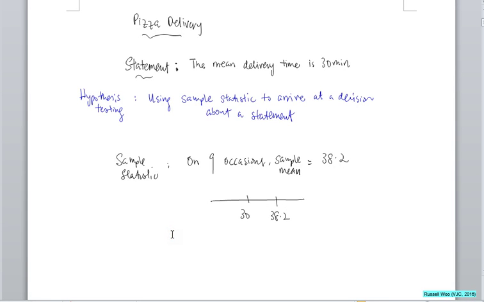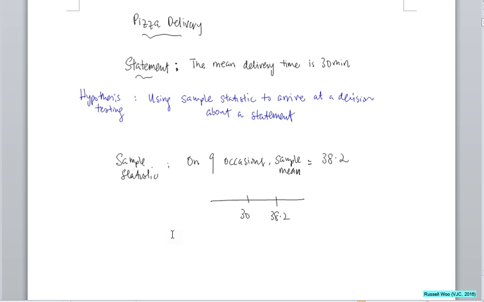Okay, I think all of us remember this. On Tuesday, I said this. Hypothesis testing is about using a sample statistic to arrive at a decision about the statement. The statement is that the mean delivery time is 30 minutes. What is a sample statistic? On 9 occasions, the sample mean is 38.2.